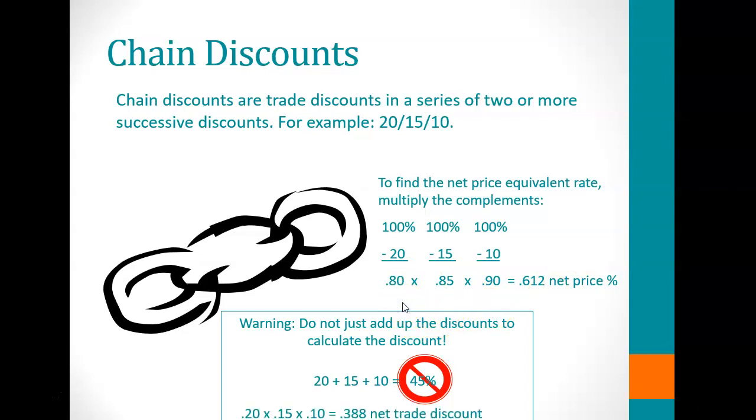Or another option, you can multiply the actual discounts, 20% times 0.15 times 0.10. This 0.388 or 38.8% gives you your net trade discount. If I subtract the net trade discount from 100%, it'll give me my net price of 0.612 as a percentage.